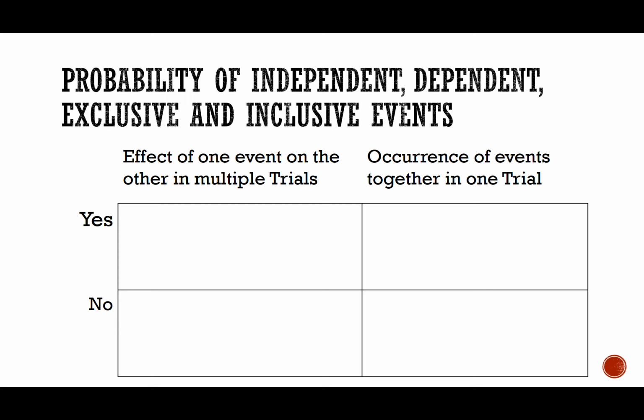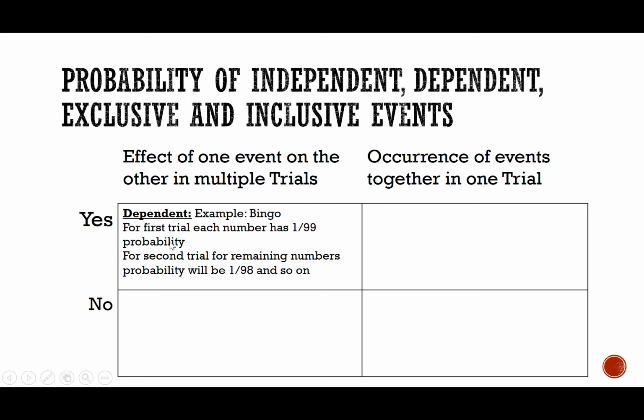Now the next concept is the probability of independent, dependent, exclusive, or inclusive events. Let's say we are finding the effect of one event on the other event in multiple trials. If that's the case, then it becomes a dependent event. For example, in bingo, for the first trial, each number has 1 over 99 probability. For the second trial, for the remaining numbers, the probability would be 1 over 98, and so on. So every trial affects the other trial's probability.